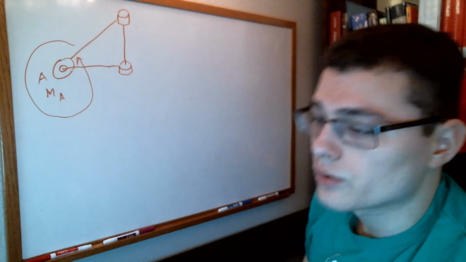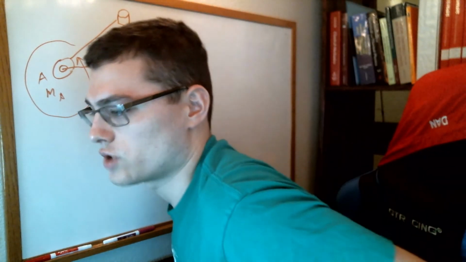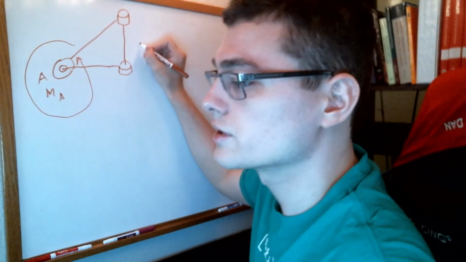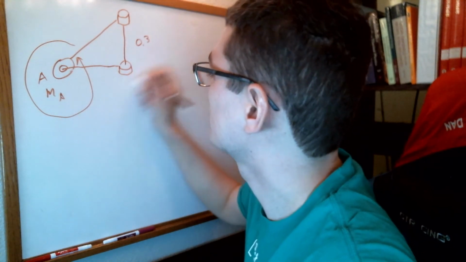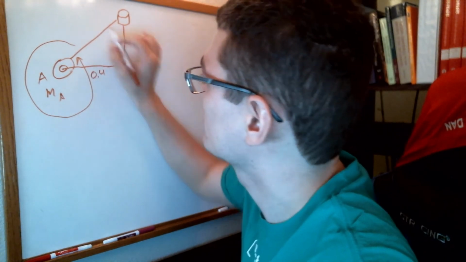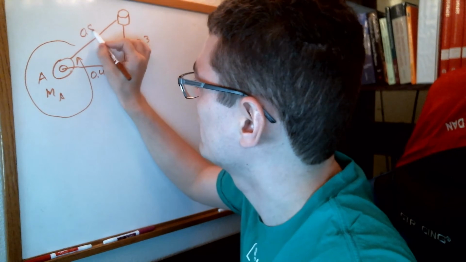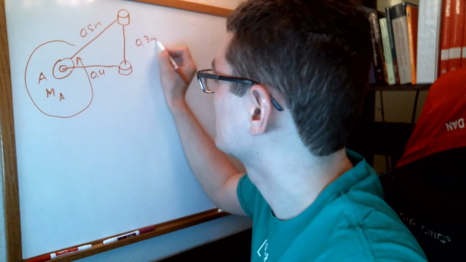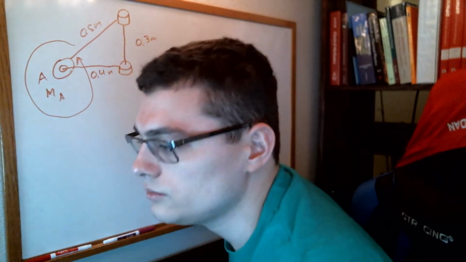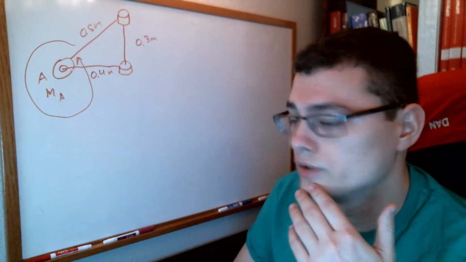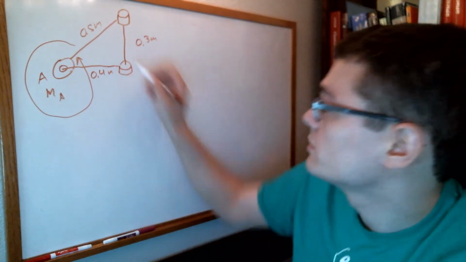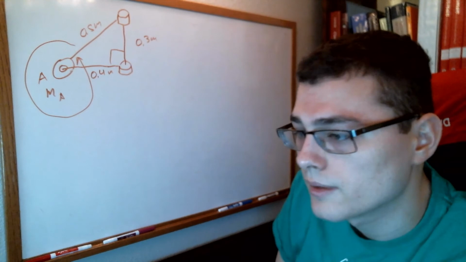So this is going to be a 3, 4, 5 triangle, where this is going to be 0.3, this is going to be 0.4, and this is going to be 0.5. These are all going to be in meters. So what we can do is that gives us a certain amount of symmetry. Remember that this is a right angle here.